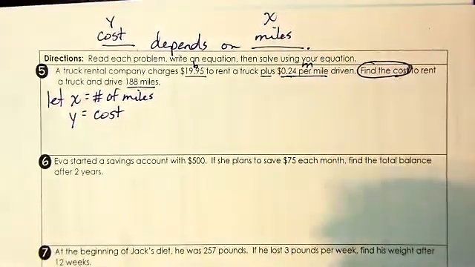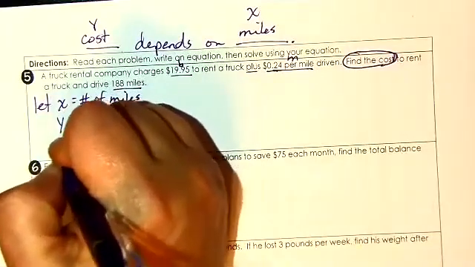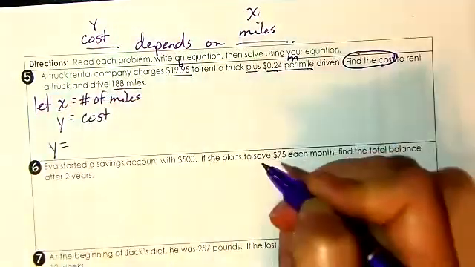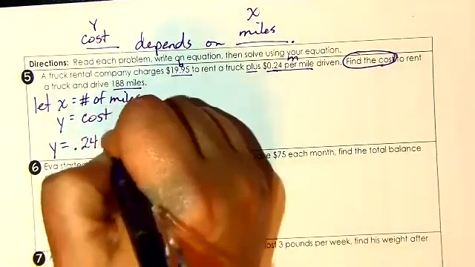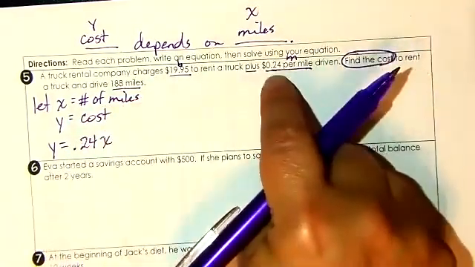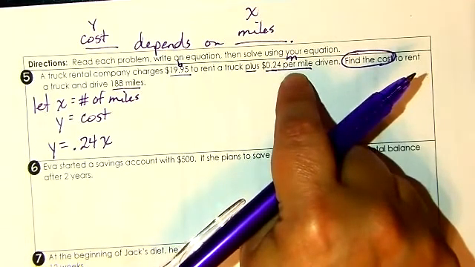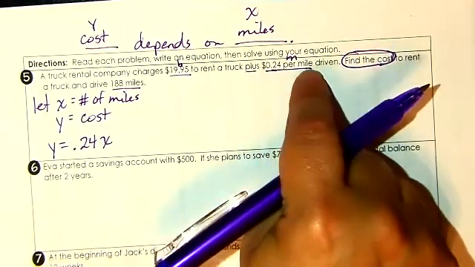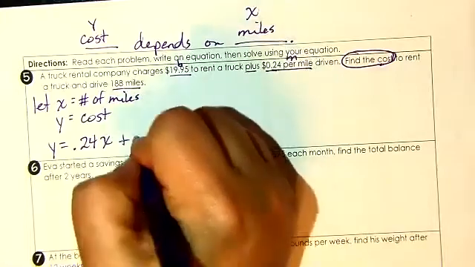All right, so now we're going to take our information and plug it in. So my equation is Y equals 0.24X, because this is my M, $0.24 per mile, and then plus the 19.95.